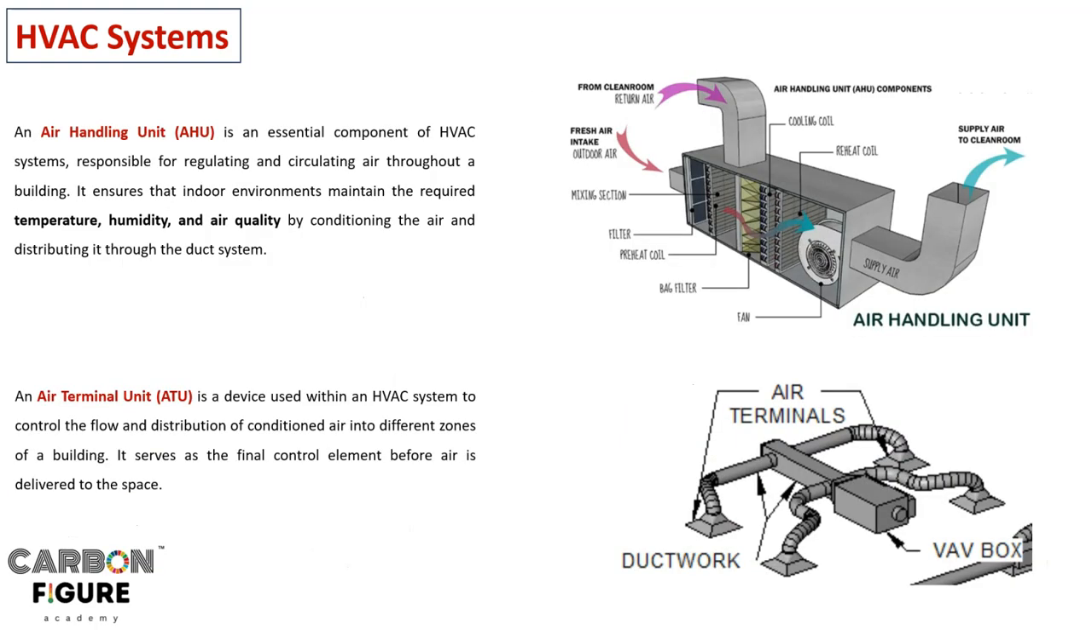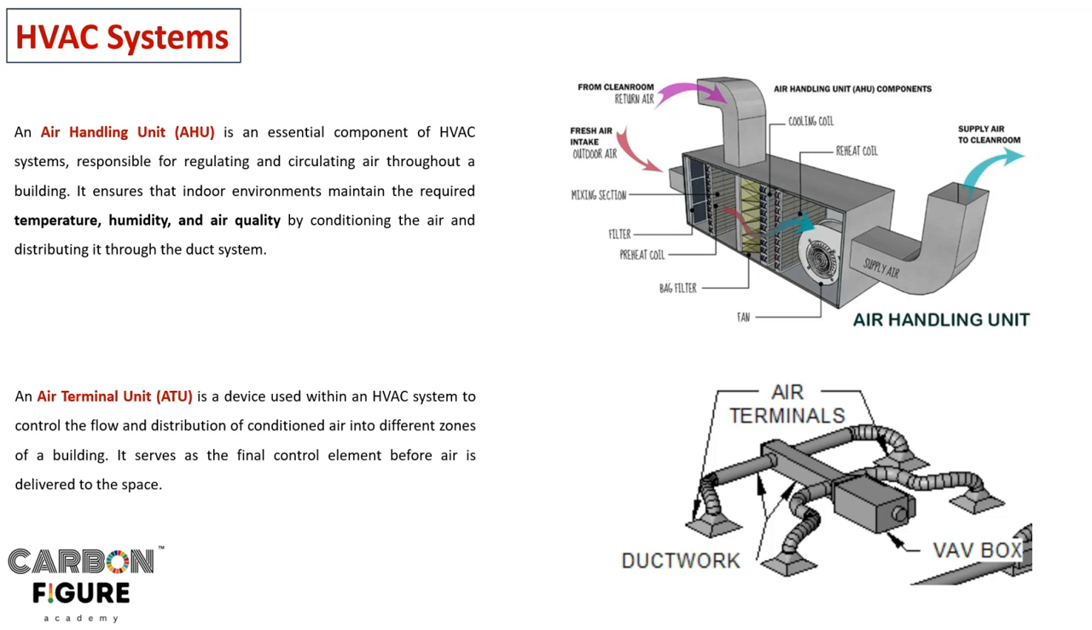So those are the different types, and now we get to know what is meant by AHU and ATU, right? An air handling unit is an essential component of HVAC systems responsible for regulating and circulating air throughout the building. It ensures that the indoor environment maintains the required temperature, humidity and air quality by conditioning the air and distributing it through the duct system, right? So it's not only about temperature regulation, it's also taking care of humidity and air quality. That is very important, right? In the right side picture there is a typical representation of an air handling unit. It is also about cooling, and about displacing the bad air within the building with continuous fresh air from outdoors, right?